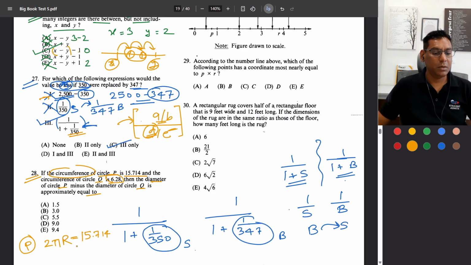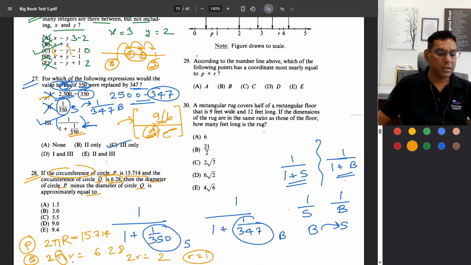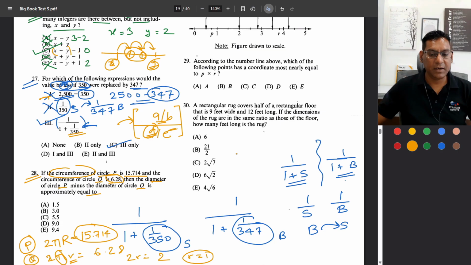15.714, and for Q it is 2 pi r is equal to 6.28. Okay, so like I said, 6.28 is twice of 3.14, so that means 2r is equal to 2, and r is going to be equal to 1. Correct? Okay, r is going to be equal to 1. Same thing, maybe this is also a multiple of 3.14. Let me find that out.